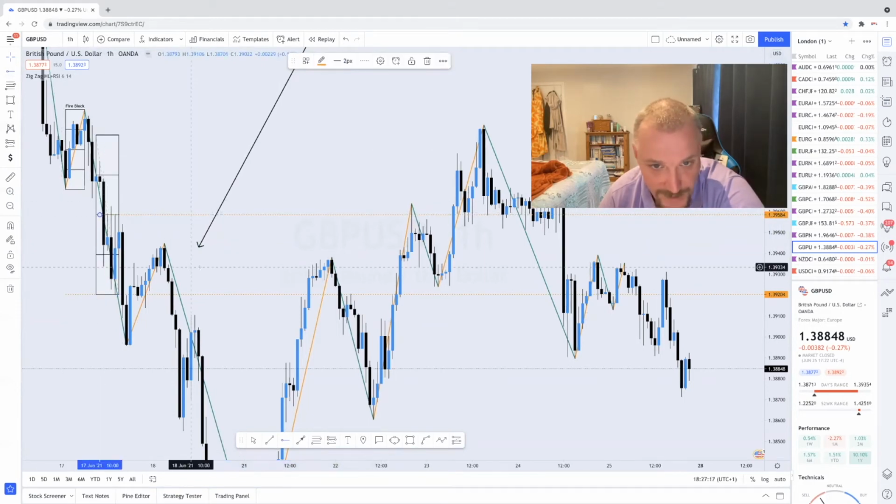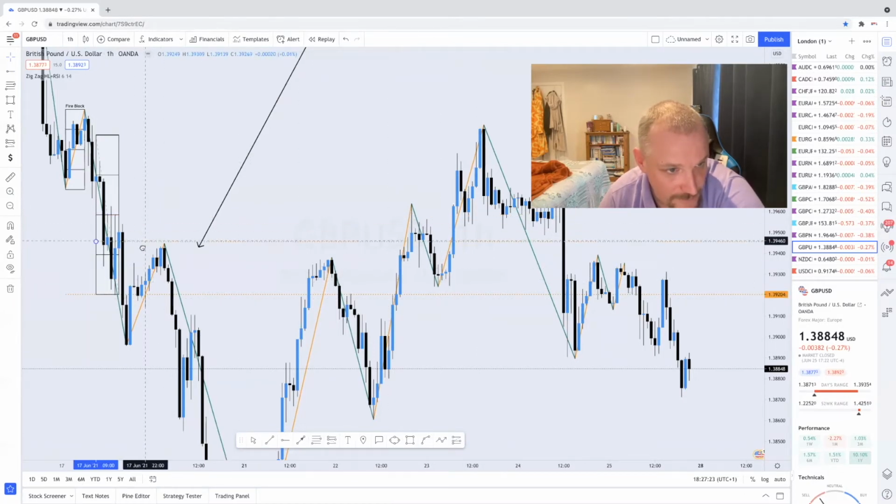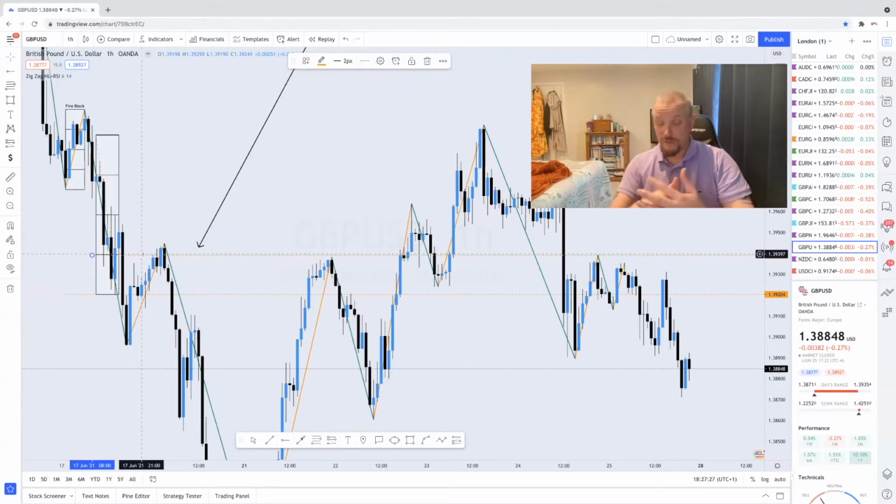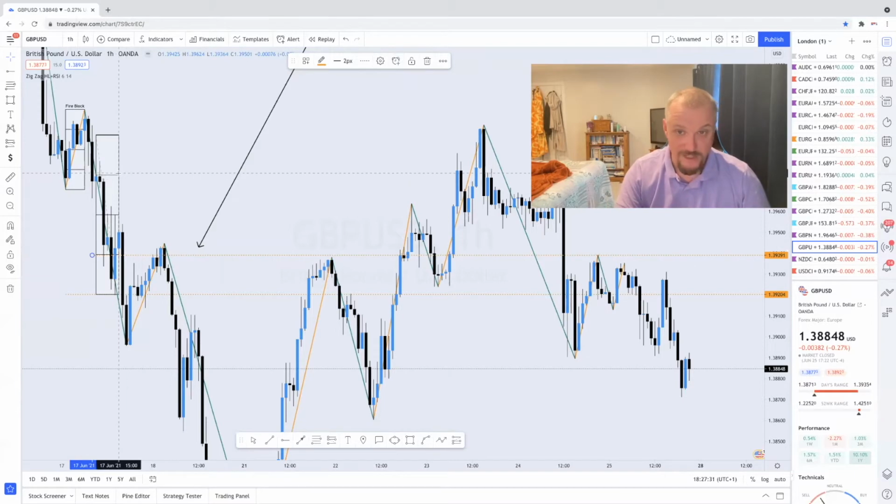We can do it from here. You've had the retouch from here on the 50%, and then it's come down. However, the 25, okay, the 25 is a pretty good area. You've got the 25s, the 0.5s, and the 0.75s, which is on the higher end.